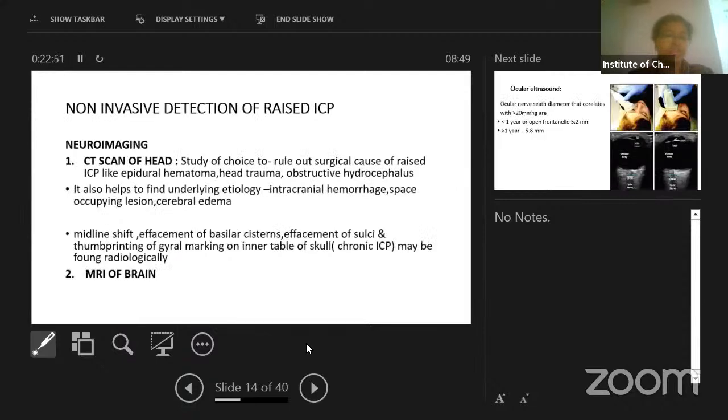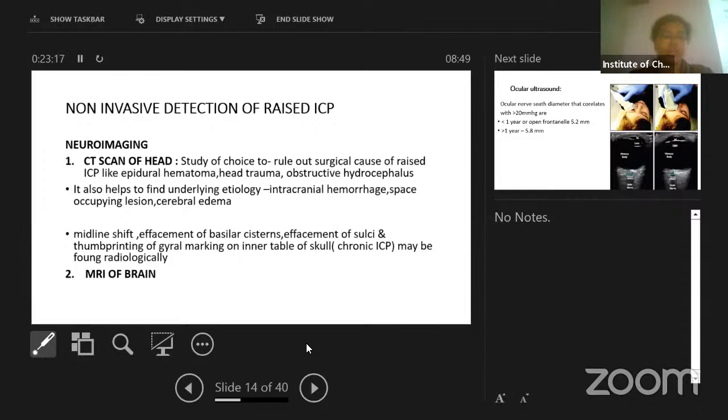Now the detection. Non-invasive detection of raised ICP. First is neuroimaging: CT scan of the head and MRI brain. CT scan of the head is the study of choice as MRI brain is time consuming. Midline shift, effacement of the basilar cistern, effacement of the sulci, and thumbprinting of the gyral marking on the inner table of the skull may be found radiologically.